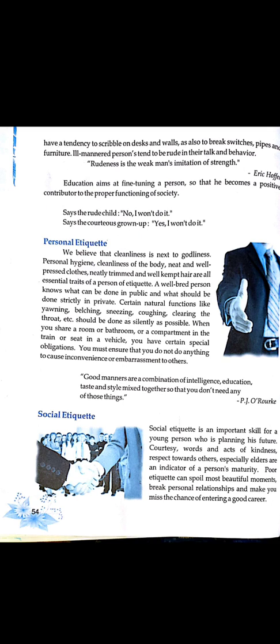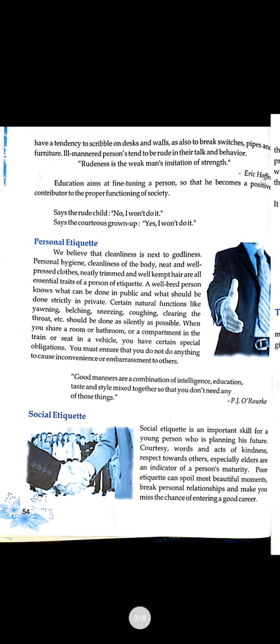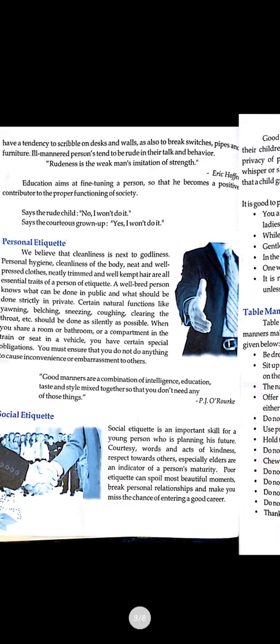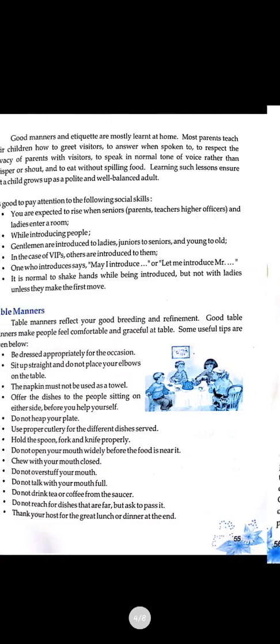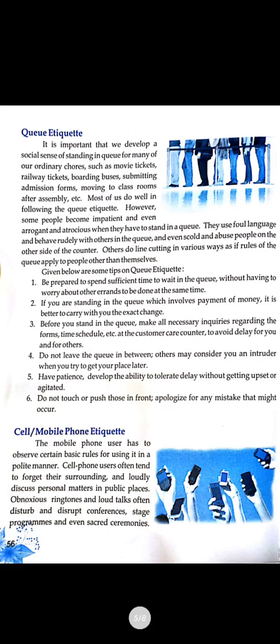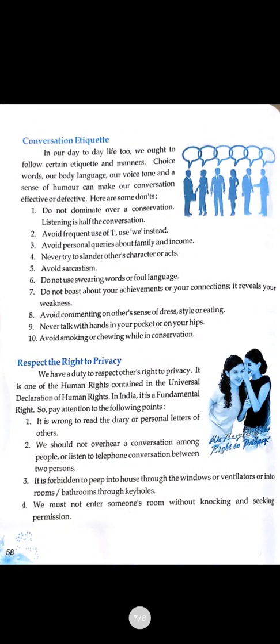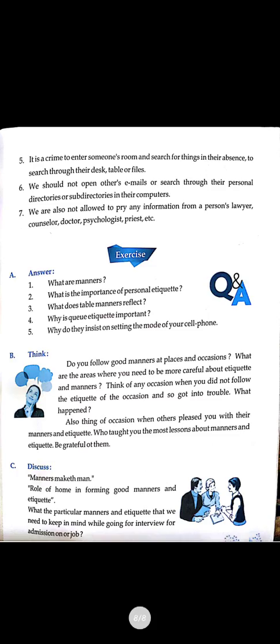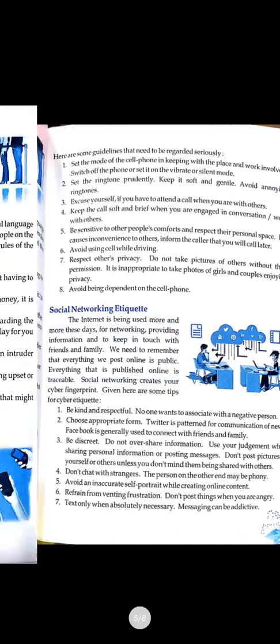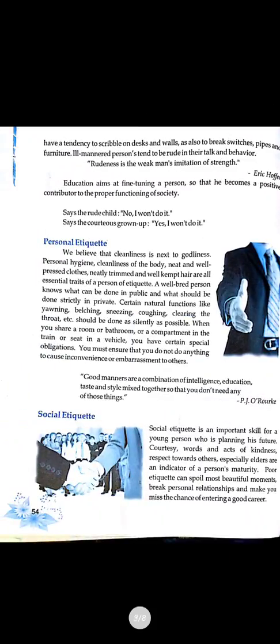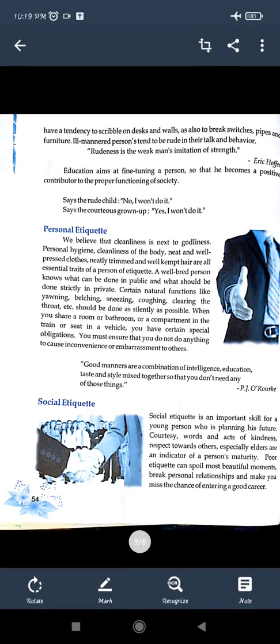So here we are going to see what the different kinds of etiquettes are. Firstly, personal etiquette, second, social etiquette, table manners, queue etiquette, cell phone etiquette, social networking etiquette, conversation etiquette, and respect for the right to privacy. These are all the different etiquettes which you are going to see now. In the next video we will see what these etiquettes are and the different types of etiquette.